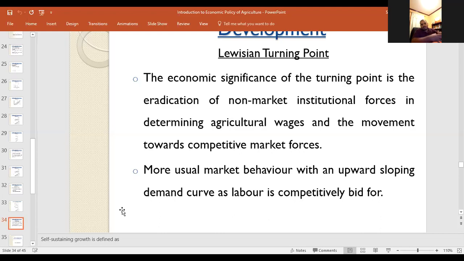that the turning point will represent a different condition under which labor will exist. Now, more usual market behavior will occur when that turning point happens and that competitive market forces exist, where you'll have an upward sloping supply curve as labor is competitively bid for.